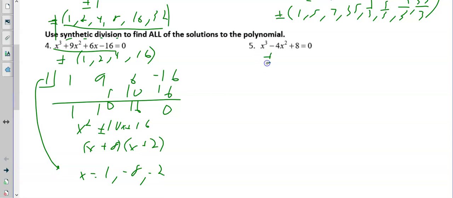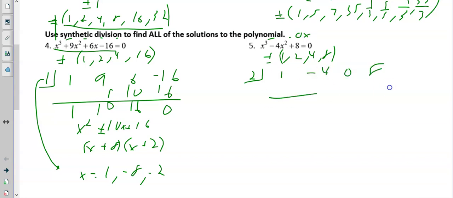Right here, we would have had plus or minus 1, 2, 4, 8. Those are our possible solutions. I'm going to tell you right now, there's one easy zero and then two that are radicals. Make your life easier. Find 2 as a zero on your table and go from there. 3, 2, we don't have a 1, so there is going to be a 0 in our synthetic division. -4, 0, 8. Drop the 1, 2, add straight down, 2, add straight down, -8, 0.